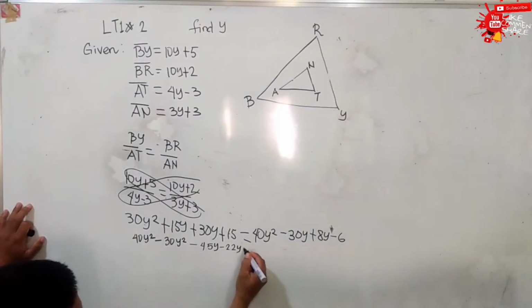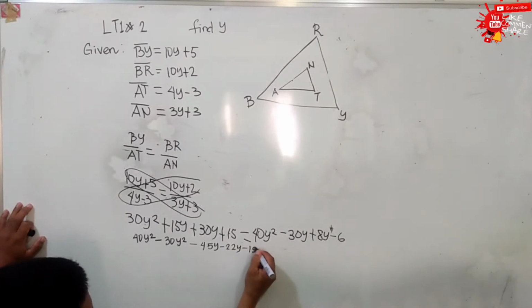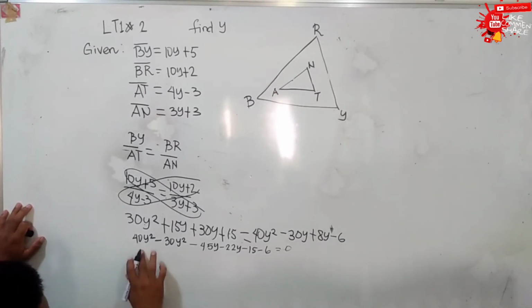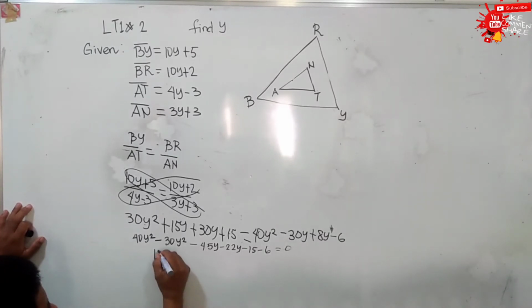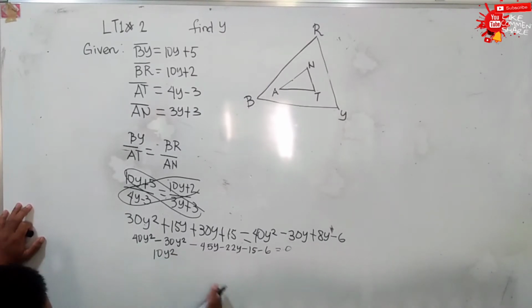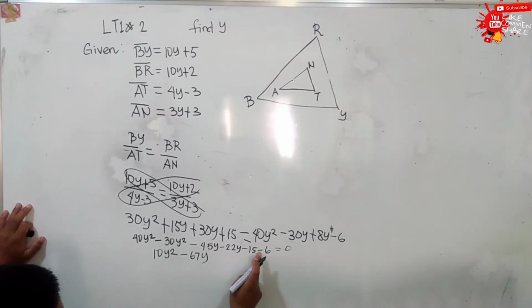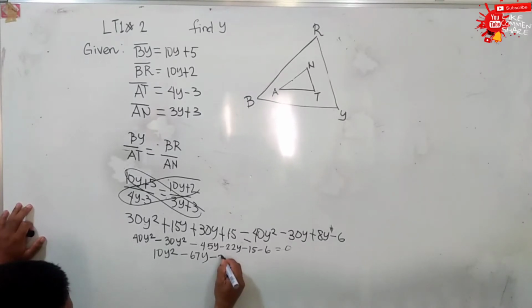And 15, that is negative 15. At yung 6 ay negative 6 pa rin. Okay? Equal siya sa 0. So, 40y squared minus 30y squared, that is 10y squared. So, negative 45y minus 22y, that is negative 67y. And negative 15 minus 6, that is negative 21 equals 0.